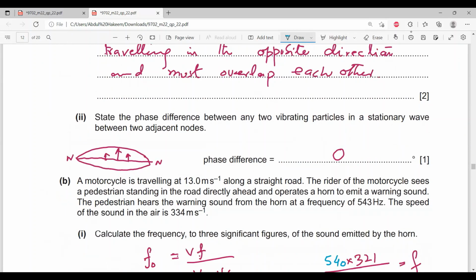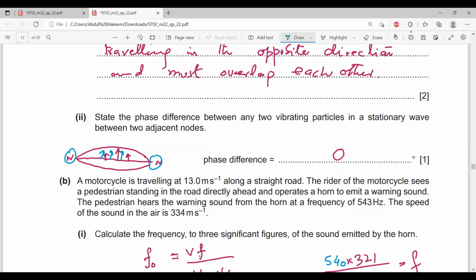State the phase difference between any two vibrating particles in a stationary wave between two adjacent nodes. Suppose this is a node, this is a node. Between two nodes, all particles are moving in the same direction. So that's why their phase difference is zero, because all are moving together in one direction.